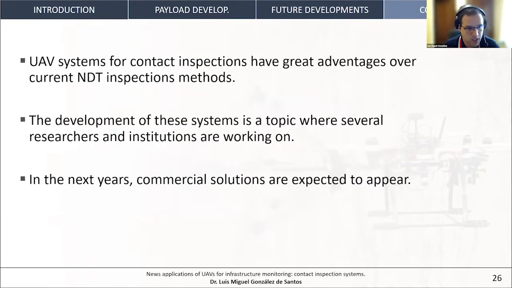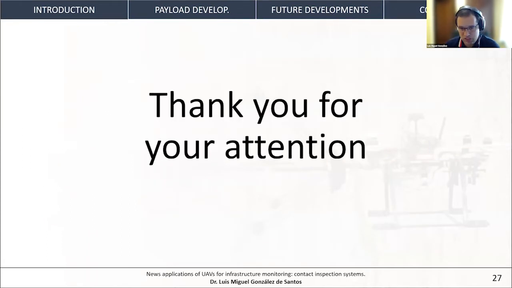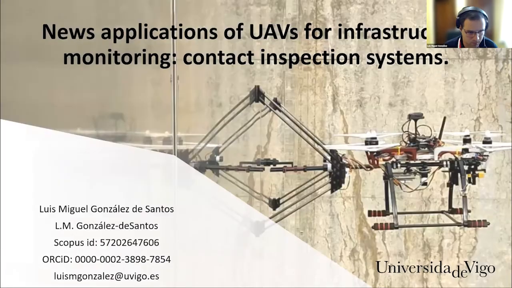So to conclude, UAV systems for contact inspections have a great advantage over current NDT inspection methods. The development of these systems is a topic where several researchers and institutions are working, and in the next years, commercial solutions are expected to appear. So this is the end of my presentation, and now I'm at your disposal to solve all your doubts. Thank you for your attention.